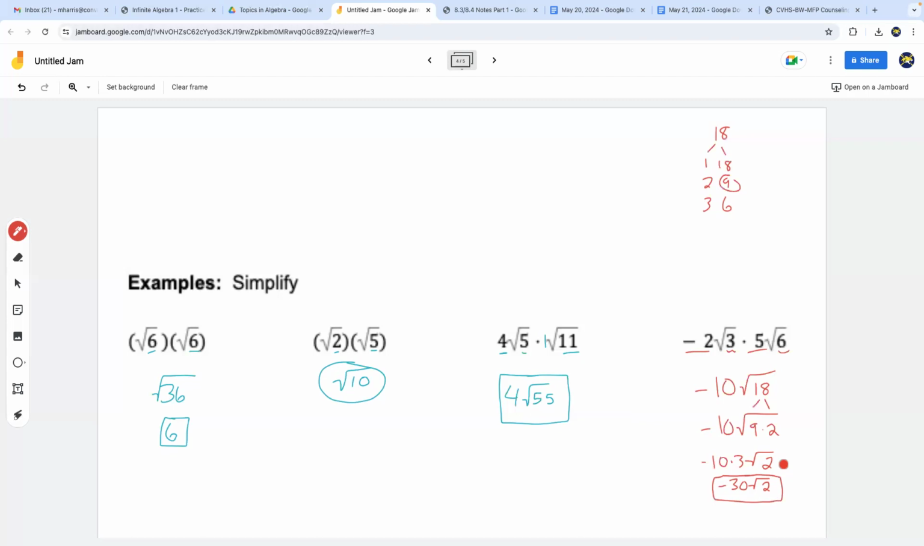So remember, the big thing is once you're out of the radical, you don't want to go back in. Okay? So numbers outside multiply by numbers outside. Numbers inside multiply by numbers inside. And then always check to see if you can simplify. Biggest thing is know your factors.